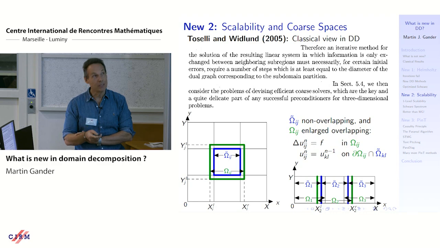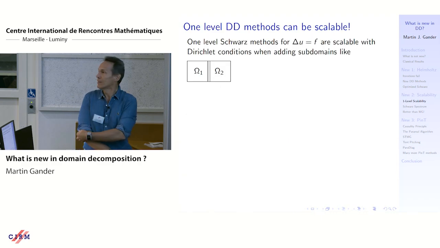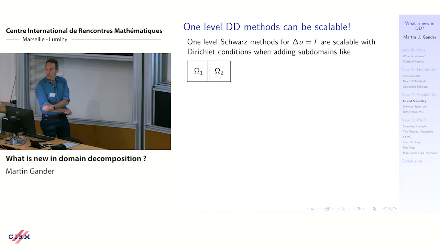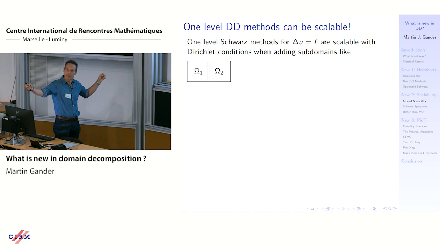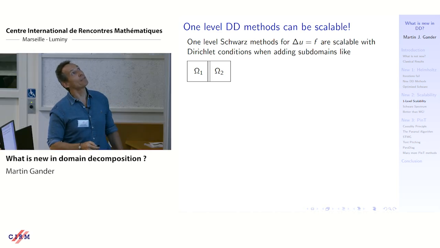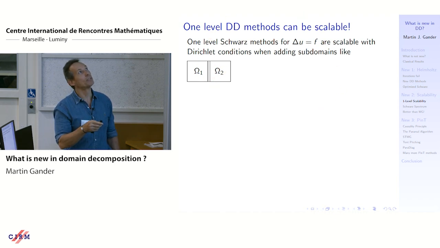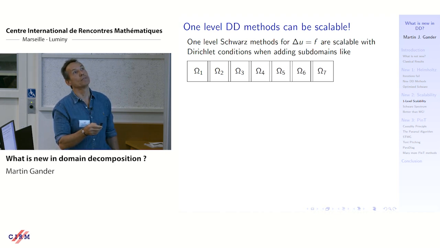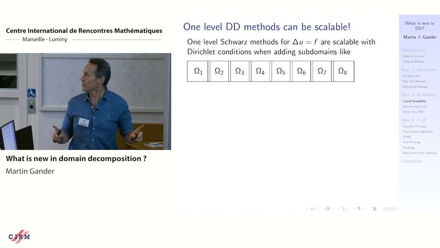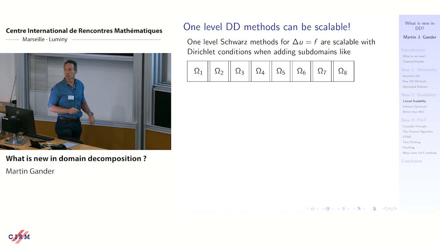And there is a first interesting fact that is also not known for so long. Actually, you don't always need a coarse space. Even if your diameter grows, you don't always need a coarse space. And this is a typical example. If I have a one-level Schwarz method that uses two subdomains like this, or it uses 3 subdomains, or 4 subdomains, 5, 6, 7, 8 subdomains, this is perfectly scalable with a one-level Schwarz method.